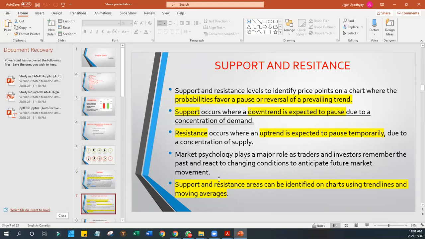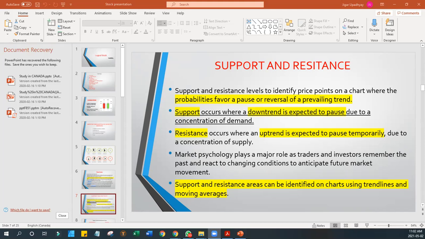Any questions so far? What is support and resistance? We will draw it on the chart, and then you will understand. Anybody want to say something? Any questions?